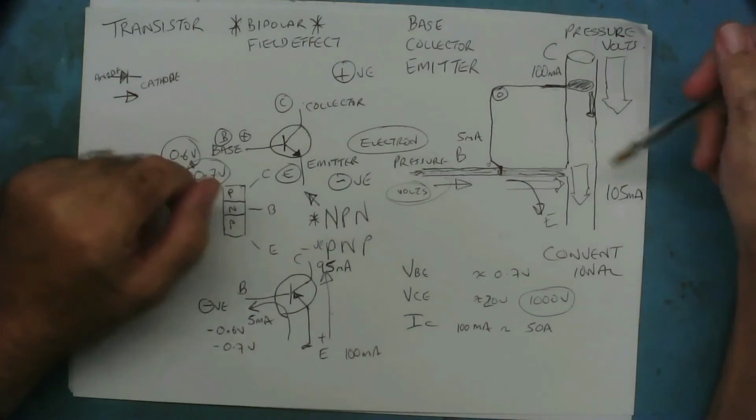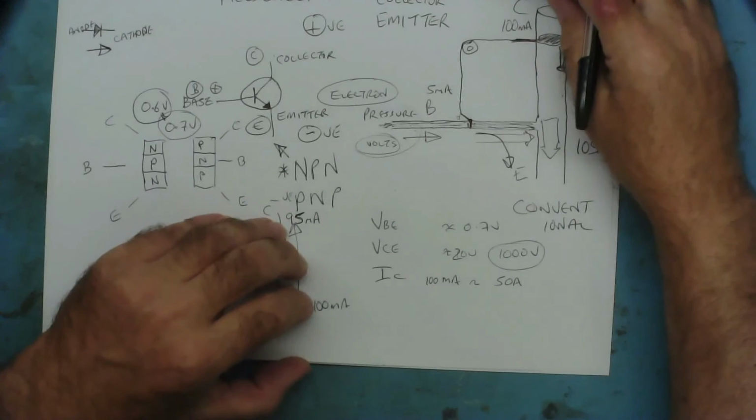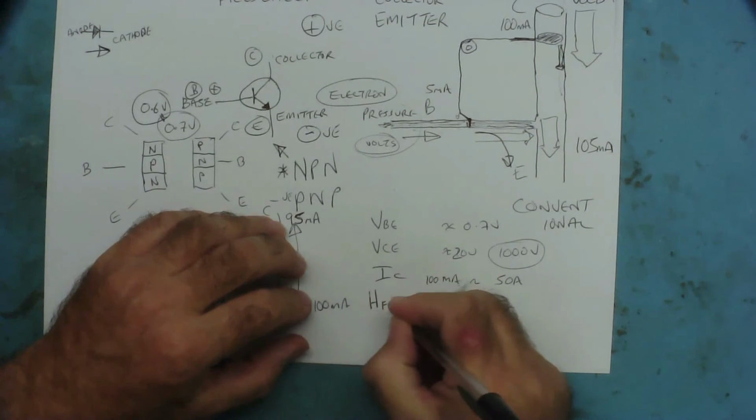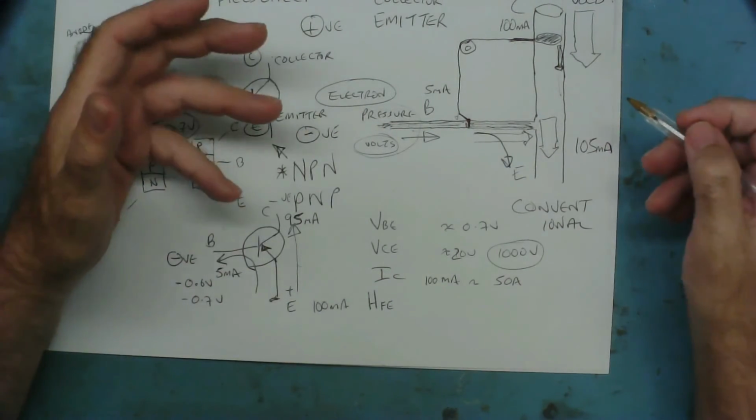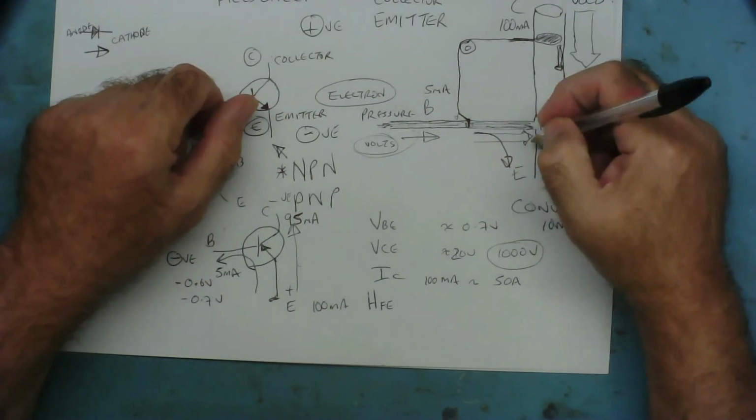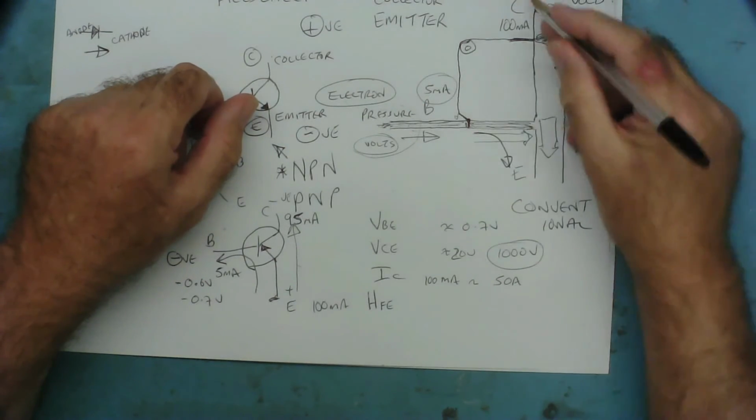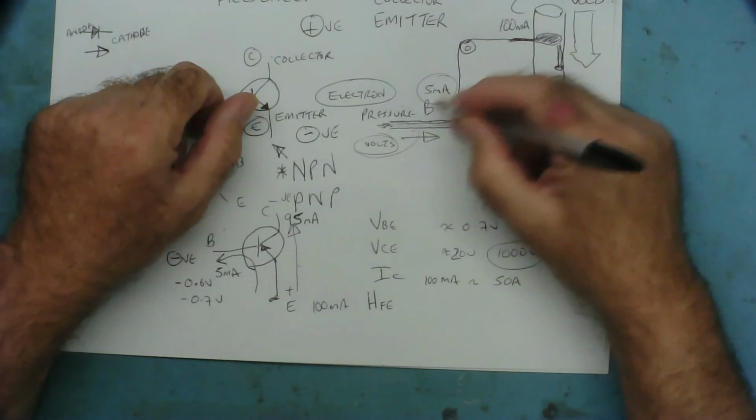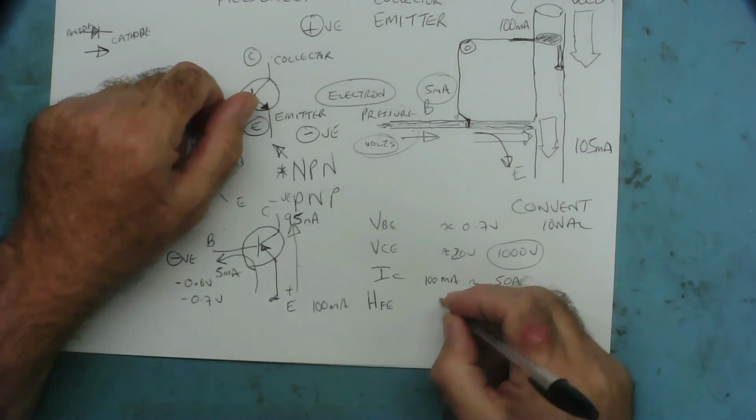So now we've talked about the current flow. That brings us to the next common rating that you find on transistors, and this one is HFE, the big H, little FE. This effectively is the gain, how much gain the transistor has. On our water pipe, in our example, if the base, the control flow, is 5 milliamps and the main flow is 100, the gain is 20, because 20 times 5 is 100. So in this case, HFE would be 20.